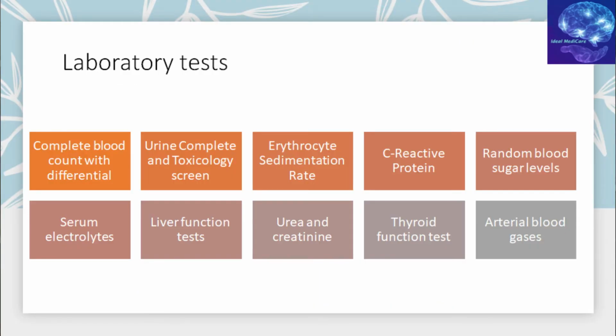Coming to the laboratory testing. Once we have completed our history and examination, then we can do our laboratory testing to know the etiology of delirium. As we discussed, there are many reasons for that. So complete blood count with differential, urine complete, and especially in the US, a toxicology screen is very important, especially if it's a young patient. Erythrocyte sedimentation rate, C-reactive protein, looking for any inflammatory or autoimmune process, random blood sugar levels, serum electrolytes, liver function tests, urea creatinine, thyroid function tests, and arterial blood gases.